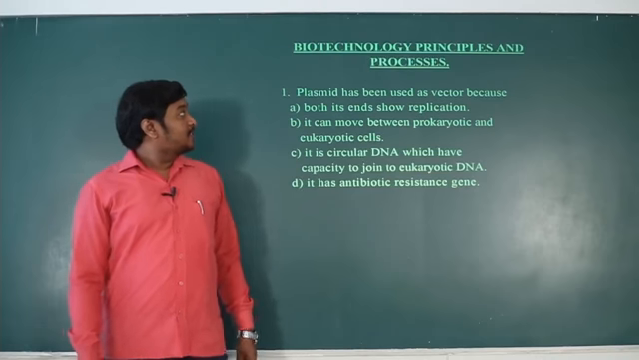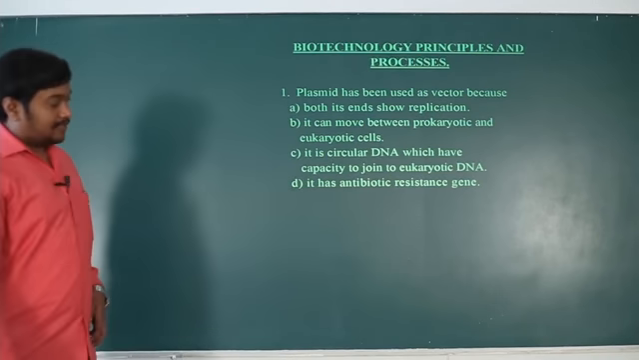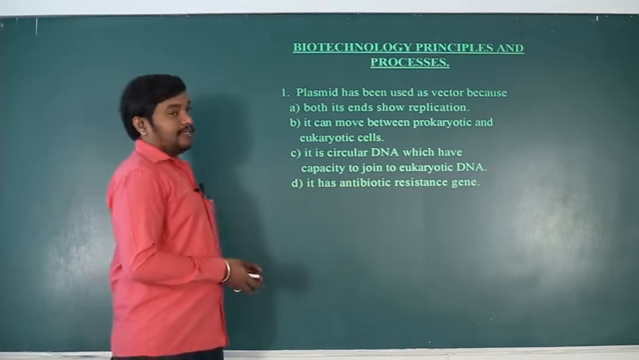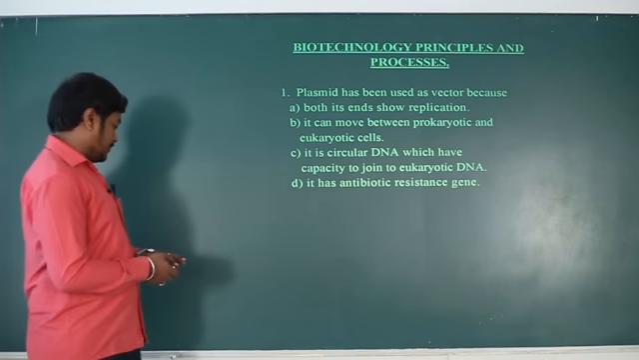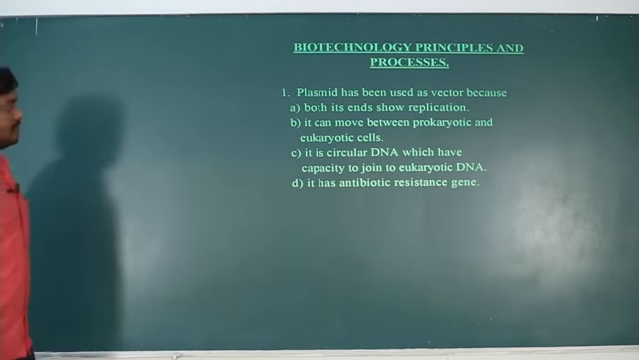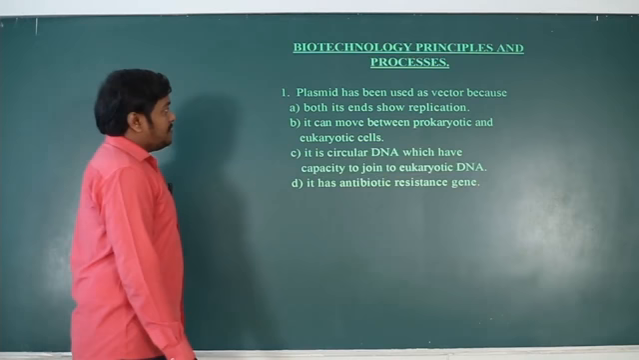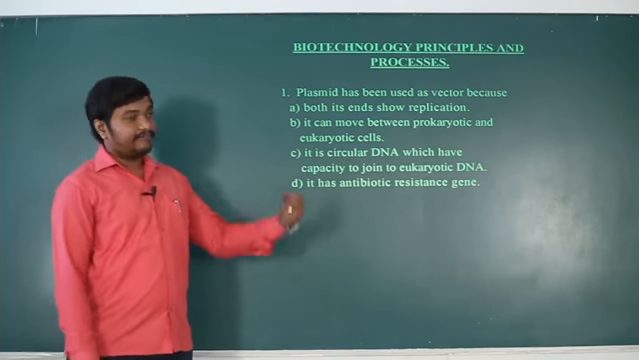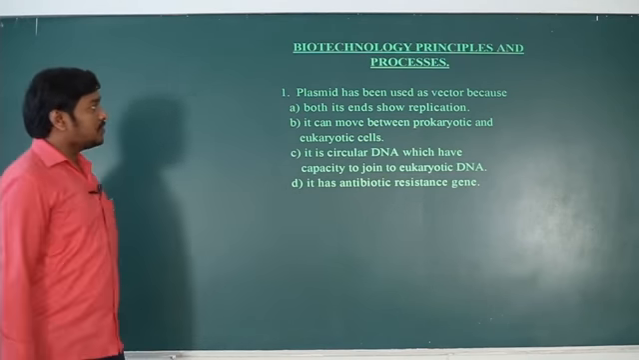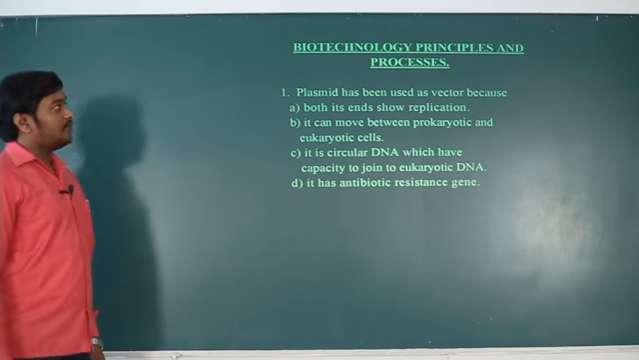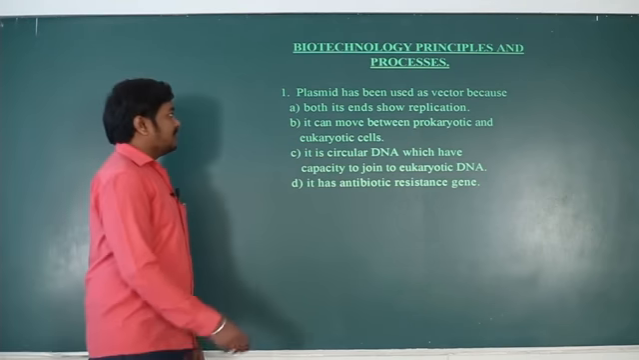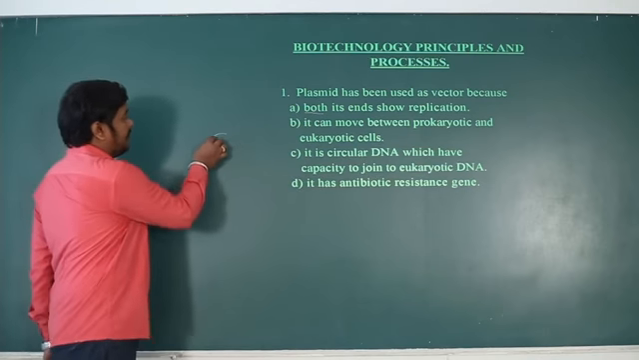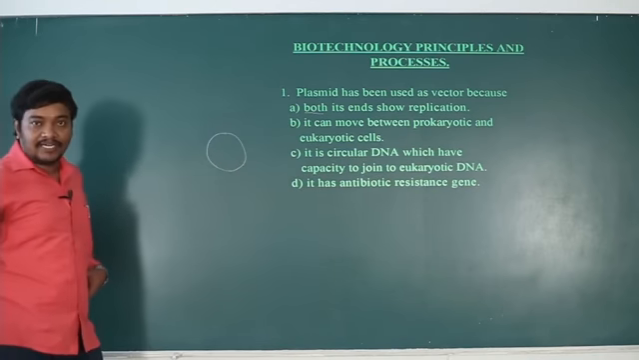Hi everybody. So in the competitive classes today, let me start the chapter biotechnology principles and processes. Okay, so let's take question number 1. Plasmid has been used as a vector. Does it show replication at both its ends? No. There is no term called 'both ends' for plasmids, since a plasmid is a circular DNA.